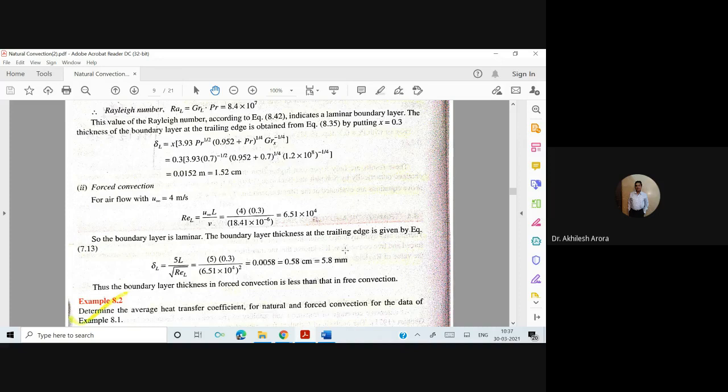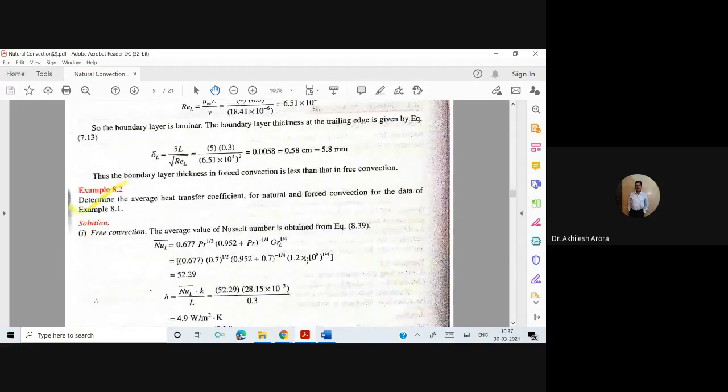So it's very small in comparison to the delta in case of free convection. You can see the difference between the two boundary layers. Always remember that the thickness of the boundary layer in case of free convection is quite large in comparison to that of forced convection. If I consider this as 6 millimeter, then that is 15 millimeter, so it's nearly a difference of 2.5 times.